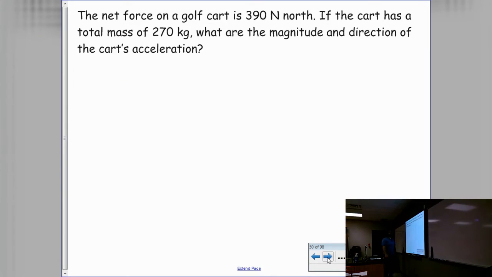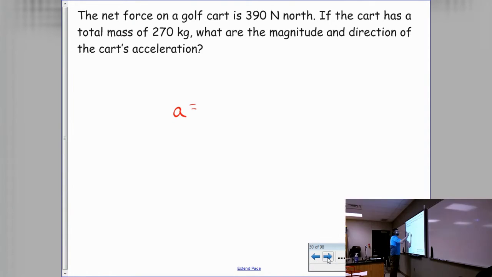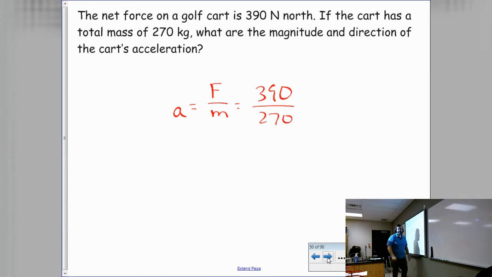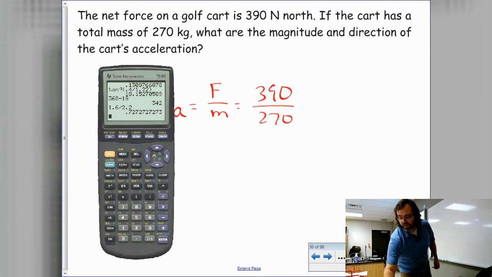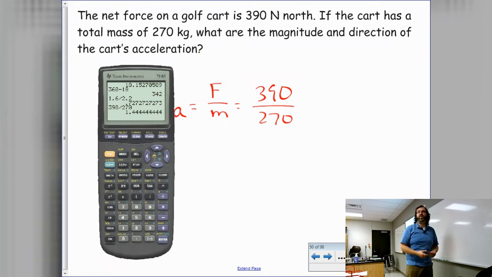Question number 2. The net force on the golf cart is 390 newtons north. If the cart has a mass of 270 kilograms, what is its acceleration? Acceleration is force divided by mass, so 390 over 270 kilograms. Not really anything too different from the last problem. We're still looking for acceleration. 390 divided by 270 is 1.4 meters per second squared.